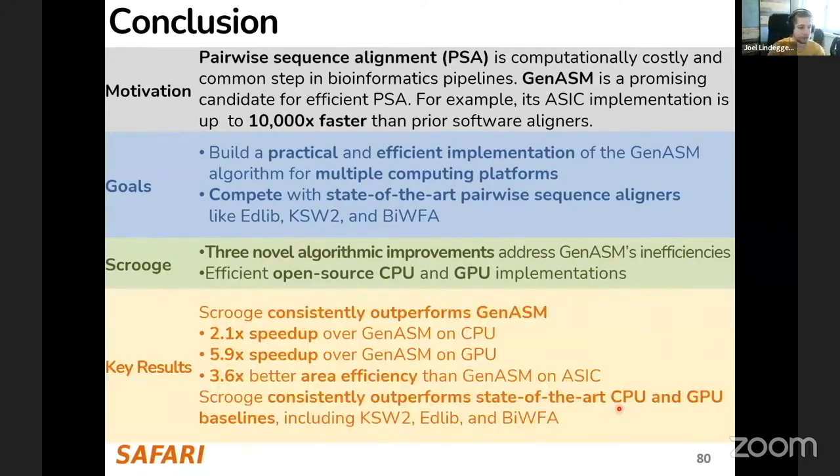We observed that Scrooge consistently outperforms Genome, such as by 2.1x on CPU, 5.9x on GPU, and has 3.6x better area efficiency when implemented as an ASIC. Finally, we observed that Scrooge consistently outperforms state-of-the-art CPU and GPU baselines, including KSW2, EDLib, and BiWFA.